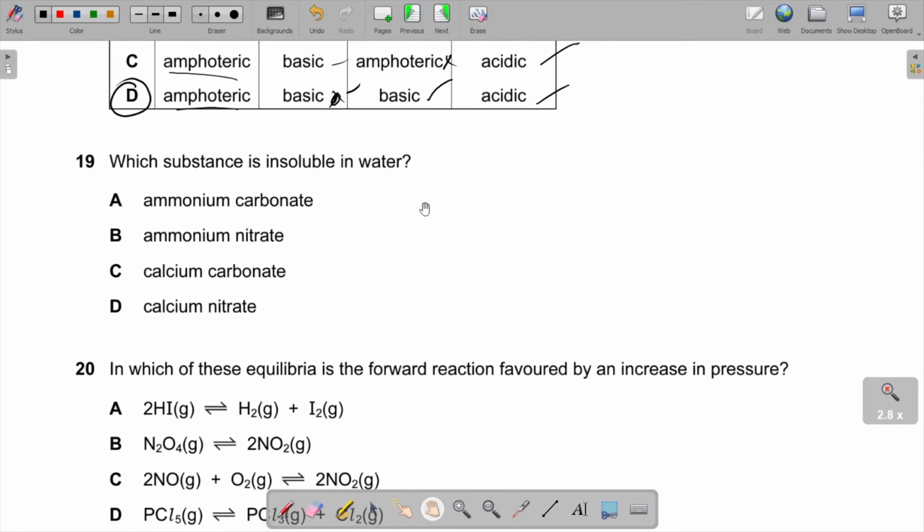Which substance is insoluble in water? We know all ammonium salts, ammonium carbonate included, are soluble. Ammonium nitrate, again, both of them are soluble salt compounds. Calcium carbonate, calcium nitrate: all nitrate salts are soluble. Calcium carbonate is not, because only sodium and potassium carbonates are soluble. The rest of all carbonates are insoluble. So the answer for 19 is going to be C.